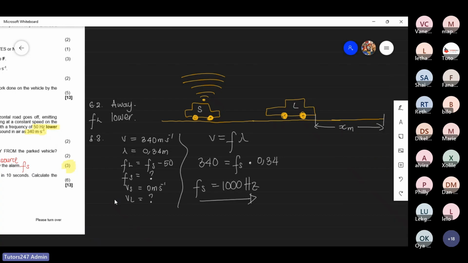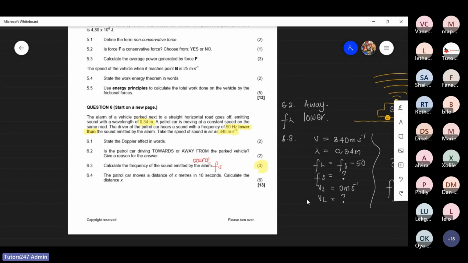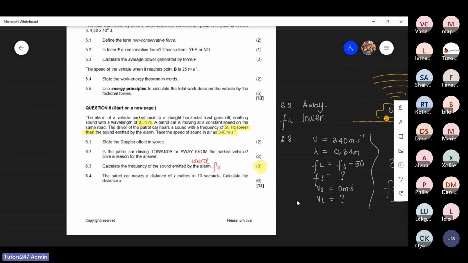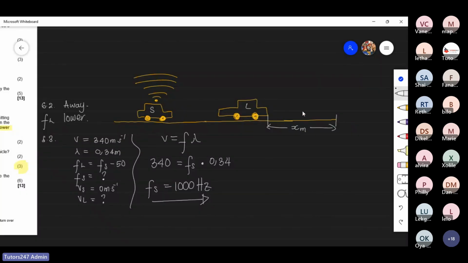Let us go and see what that amount of time is. It's 10 seconds. So within 10 seconds, this patrol car moved a distance of X meters. We now need to find that value of X. What is the distance X meters?